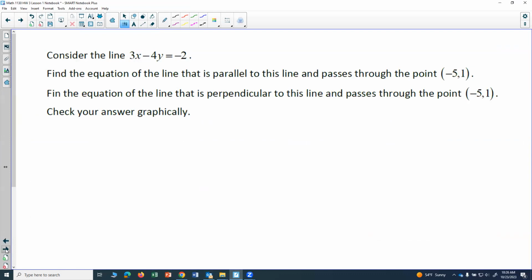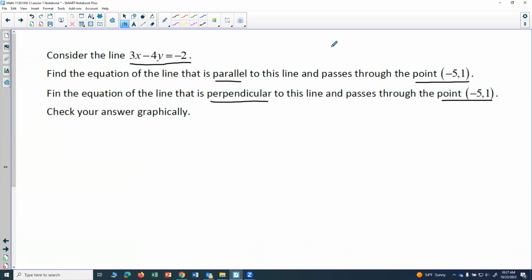All right, let's do one more example. Here we have the line 3x minus 4y equals negative 2, and we want to find a parallel line that passes through the point negative 5, 1, and then we want to do a perpendicular line that passes through the point negative 5, 1. So the same point, and then check your answer graphically.